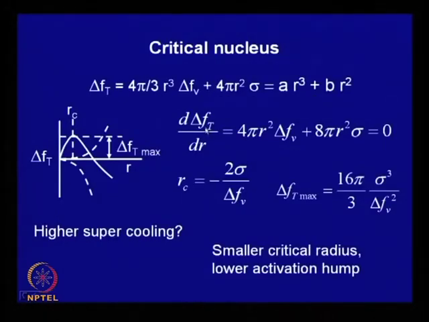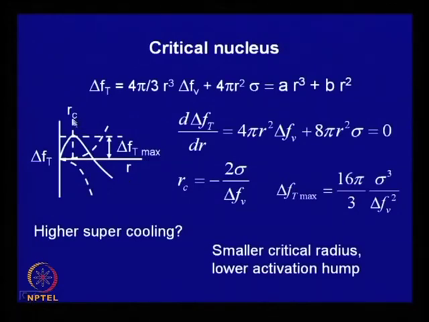Now, let us try and find out the concept of critical nucleus size. This is the expression for the total energy of transformation, and it is a strong function of the dimension of the nucleus. This part is proportional to r cube and the second part is proportional to r square, which is shown here. The surface energy increases like this, whereas the free energy per unit volume decreases, and since the power is cube, it decreases much more rapidly. So, if you add this and this, the total will show a behavior like this.